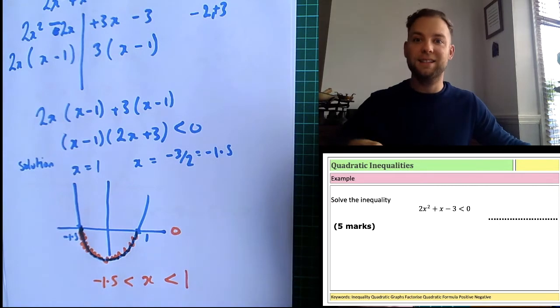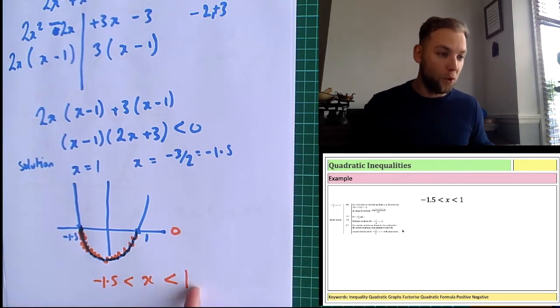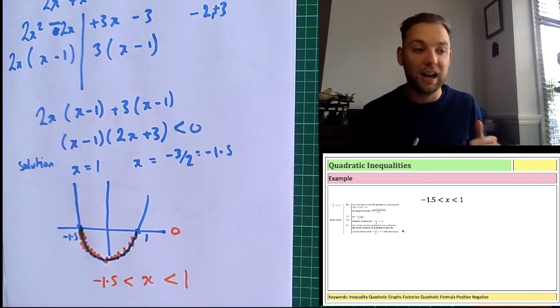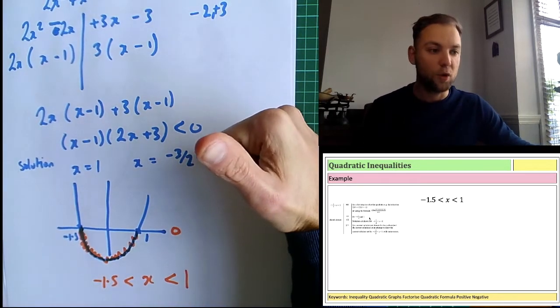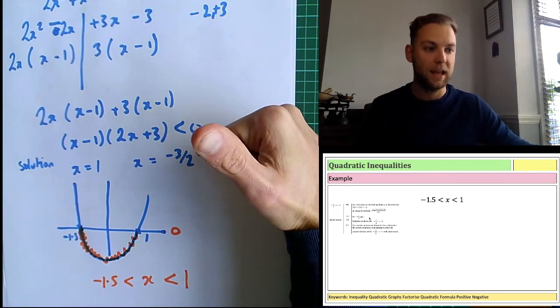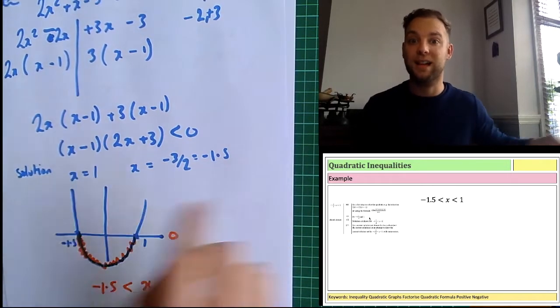So let's just check that answer. Let's have a little look. Brilliant. So minus 1.5 up to 1. It's connected. It's worth 5 marks there. Notice that for that first part, if you get to this stage, you're only getting 2 marks. The rest of the marks, the 3 marks, are for this part here, understanding this.